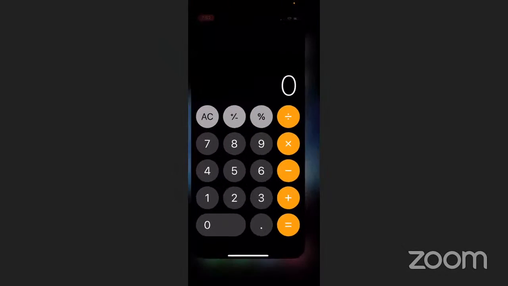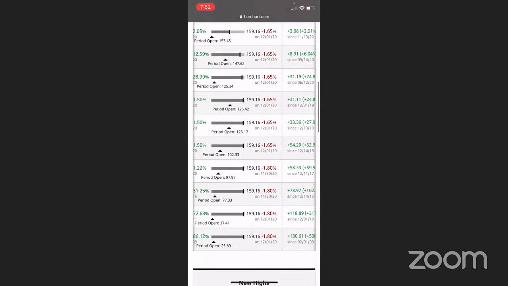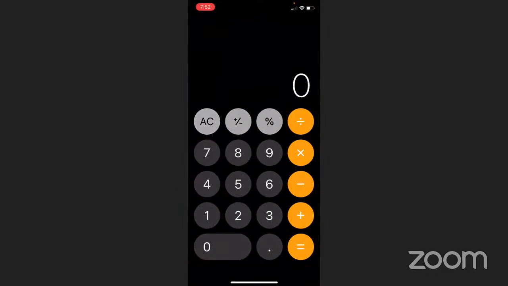So for example, a 10% correction would be 54 times 0.9. That's going to give us 49. I'm going to round that 48.6 to 49. And we're going to do 49 divided by 1.5. That gives us 32.6. We're going to round that up to 33. We're going to do 157 plus 33. That gives us the 190 strike.